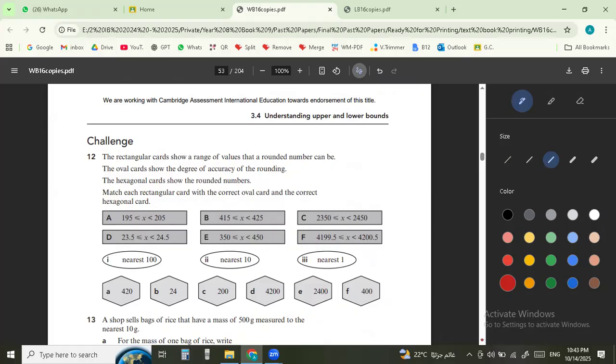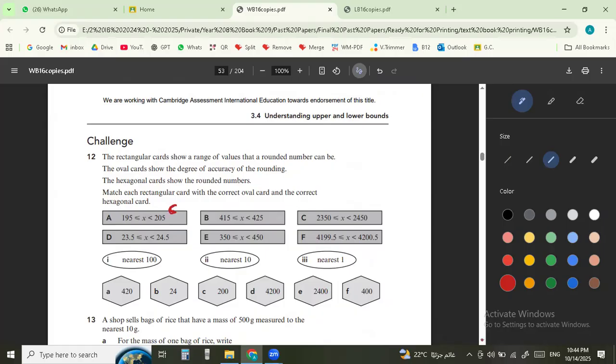Let's see about this. So they're telling you here that the lower bound is 195 and the upper bound is 205. What do you think the number is? It's just the number that is in between. What is the number that I minus 5 from, add 5 to, and it became 205? It's 200, mister. So where's 200 here? It's C. So A is actually C.